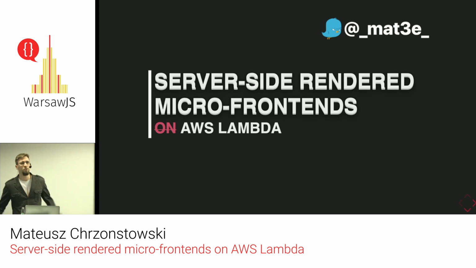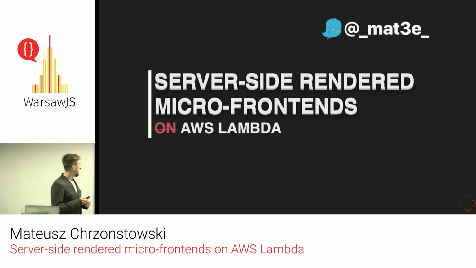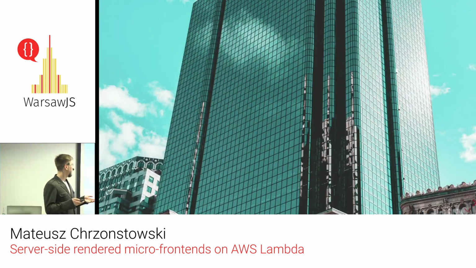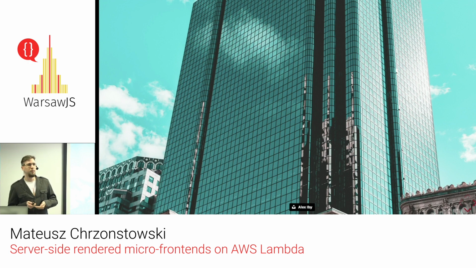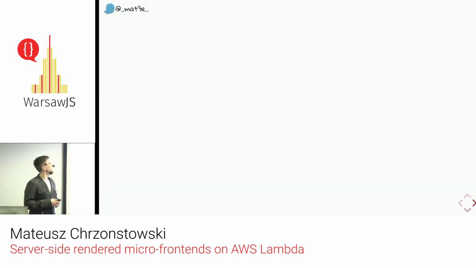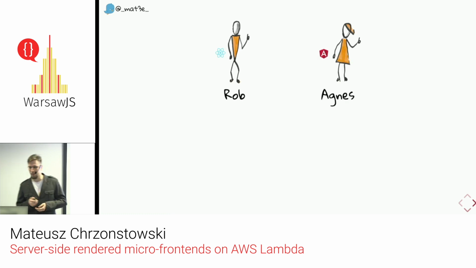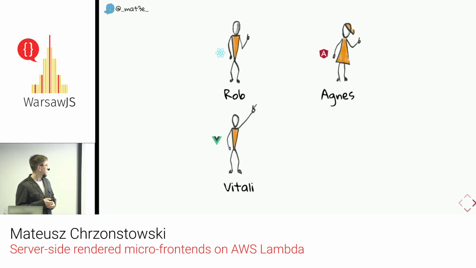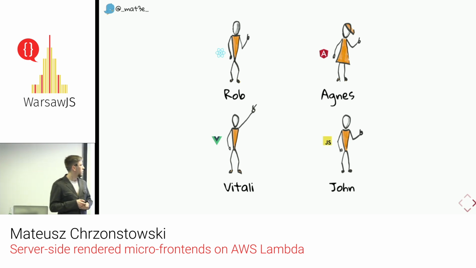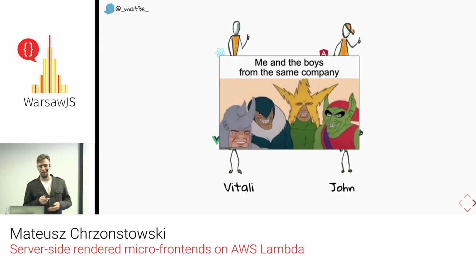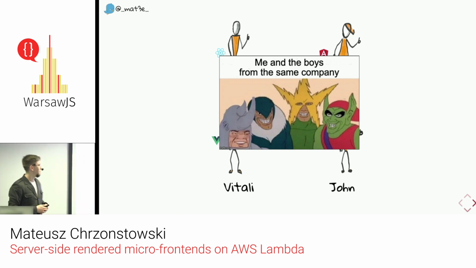So what is the problem to solve with these fancy buzzwords? The main problem is something you may know from your daily basis. Let's imagine company X, photographed by Alex Ivy, for instance. And in this company, I think you can relate, there can be multiple teams. So we can have Rob's team. Rob is in love with React. We can also have the team of Agnes, Angular lovers, Vitaly with Vue, and for instance, John with JavaScript. And it could be lovely, like me and my boys from the same company, stuff like that.